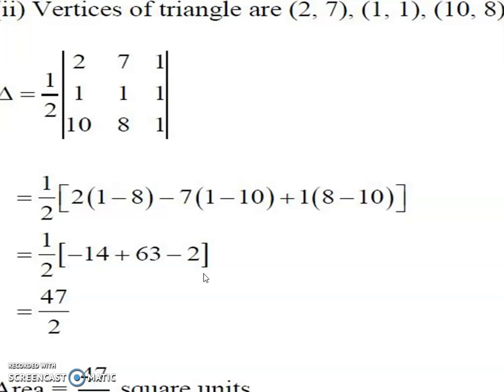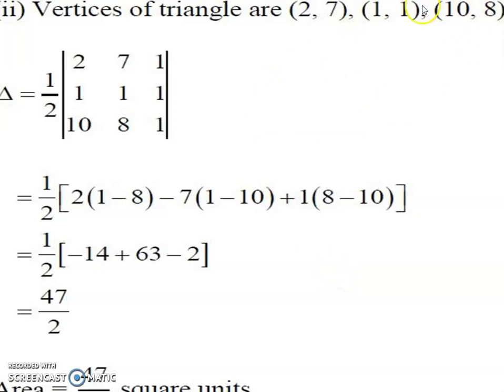In the previous lecture we took that example in various patterns. Now let us focus on our examples. 1 upon 2 is always fixed. Minus 8 plus 1, minus 7. Minus 7 into 2, minus 14. 1 minus 10, it is obviously minus 9. Minus 9 into minus 7, that is plus 63. 8 minus 10, minus 2 into 1, it is minus 2. Simplify, 47 upon 2. It is the final answer of our example.